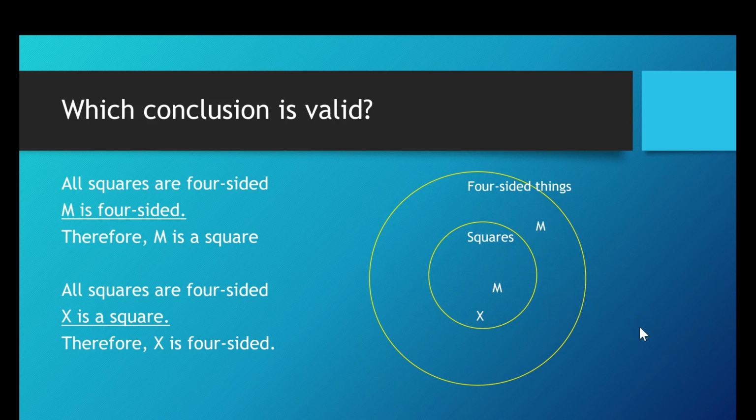Now let's see which argument is valid and which argument is not. This one is not valid. M does not necessarily have to be a square. And this one is valid. X has to be four-sided because squares are inside of four-sided things.